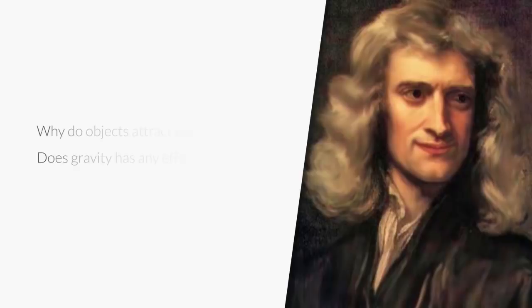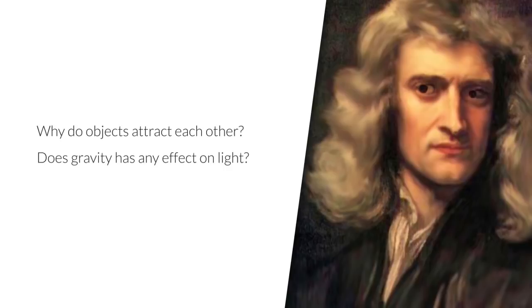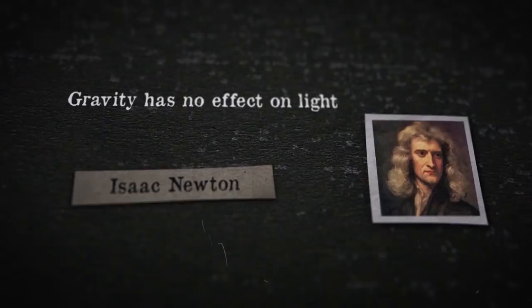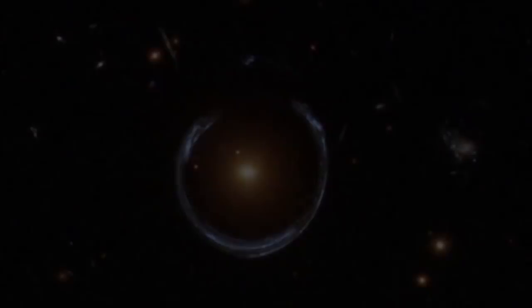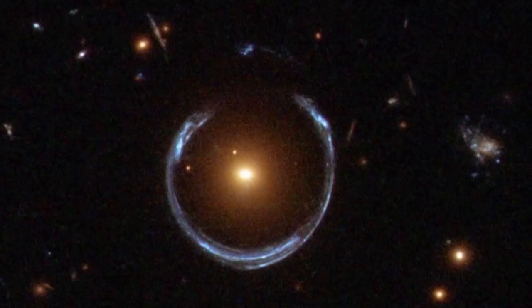Yet it was a good explanation of the question but was unable to answer some questions. That is, why do objects attract each other? Does gravity have any effect on light? According to Isaac Newton, gravity has no effect on light. But he was himself confused with his observations of distant galaxies. He found that the light coming from them was showing some strange behavior that he was unable to explain.